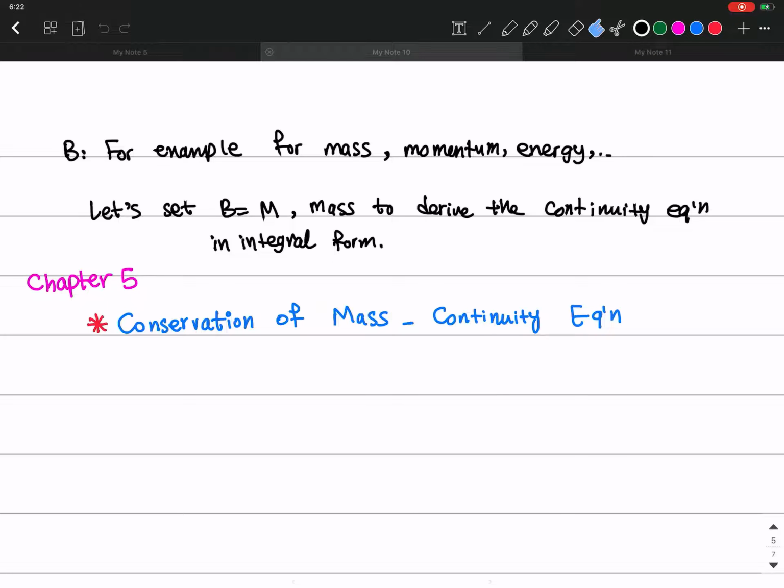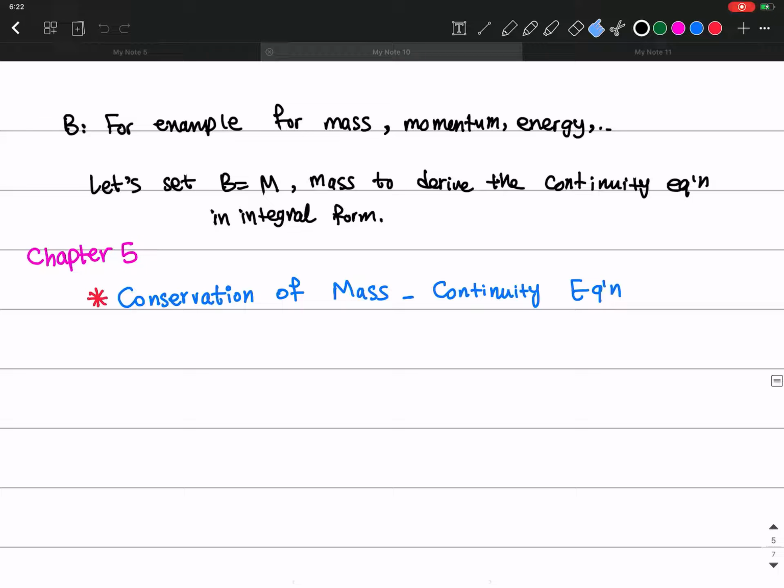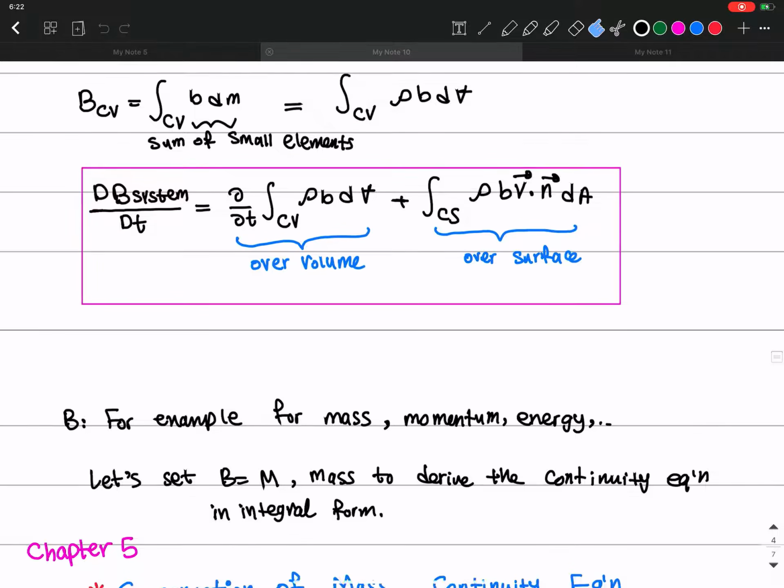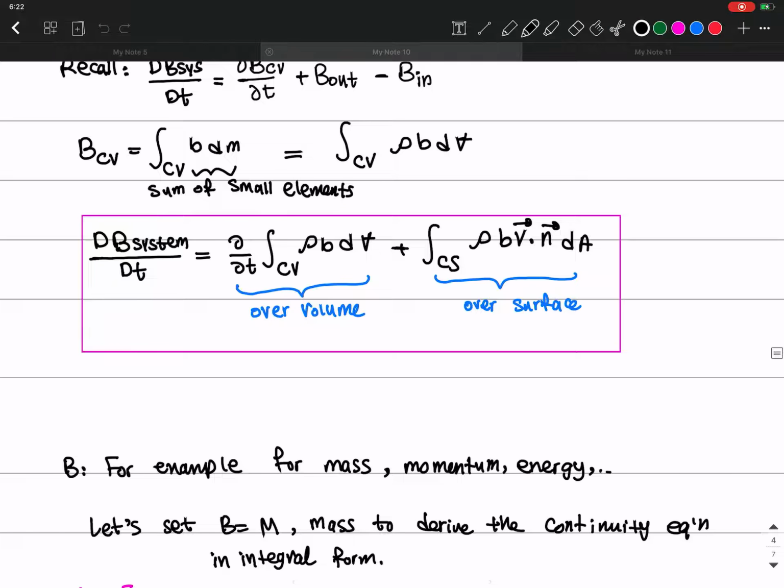Hello again. So in this session, we want to use the Reynolds transport theorem that we learned in the previous session and derive some conservation laws for fluids. So instead of using B system here, we set some fluid parameters and then derive the conservation laws. For instance, as you remember, B equals m times b, right? So first we set small b to 1. This will give us conservation of mass or continuity.